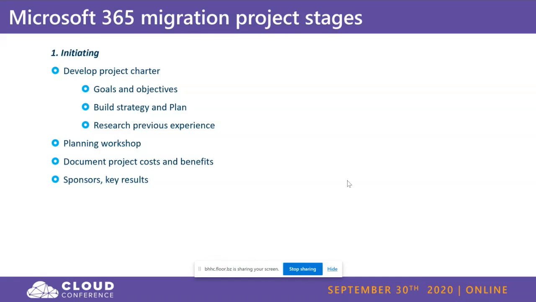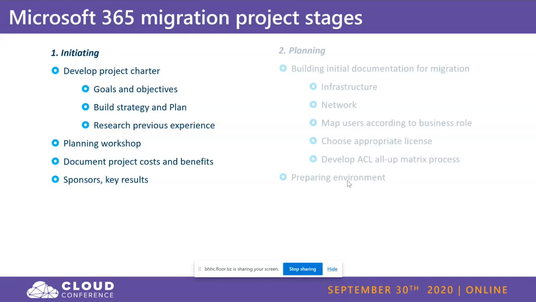We have, of course, to document the project cost and benefits, to put on paper all the steps that will be done during the migration, and this document will be a live document. It will have to be adapted during the project. If the project takes months, it will have several versions, because every time we change something, we have to check and update the project. Another important topic is the sponsors and how we are measuring the success of the project. Everything here should be done during the initiating phase.